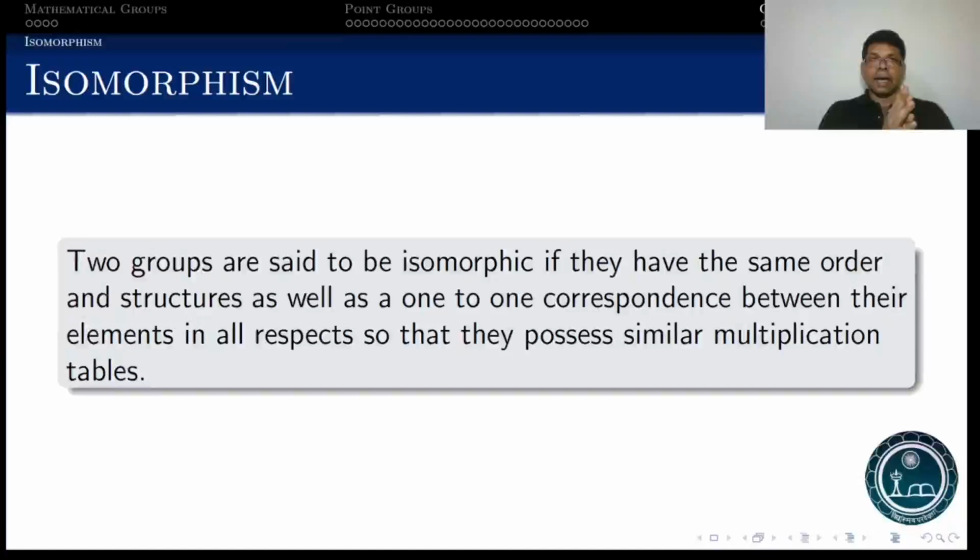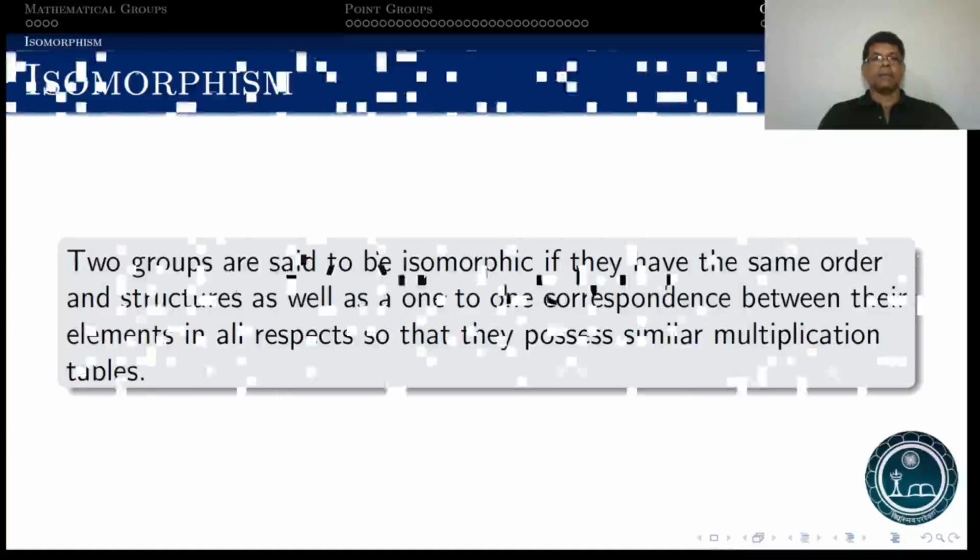There should be 4 criteria to be satisfied for 2 point groups to exhibit isomorphism. Which are they? They must have the same order, they must have almost similar structure, there must be one-to-one correspondence between their elements in all respects, and they should possess similar group multiplication table.